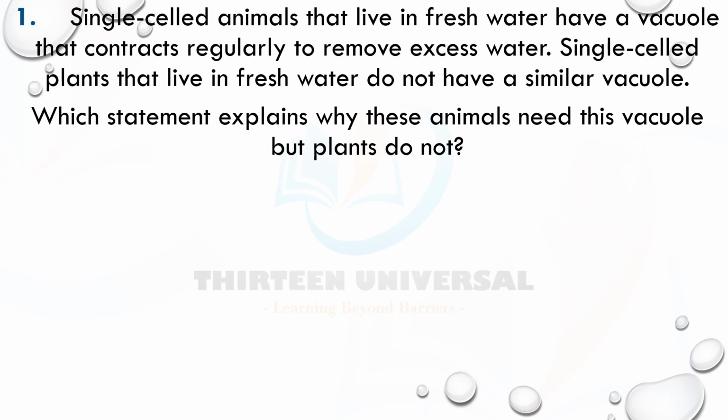Number one, it says single-celled animals, that is unicellular animals that live in fresh water. Fresh water has fewer ions compared to sea water. They have a vacuole that contracts regularly to remove excess water. Single-celled plants that live in fresh water do not have a similar vacuole. Which statement explains why these animals need this vacuole but plants do not?